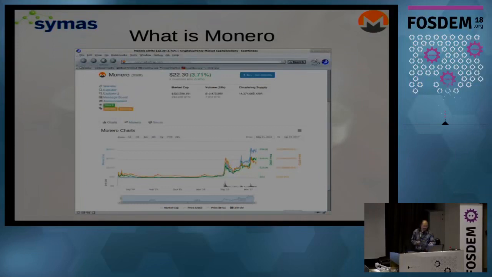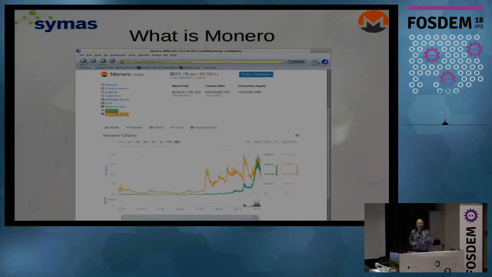Now, this is a slide from 7 months ago. At that time, the market value of Monero was on a sharp incline, and it was only worth $22 a coin. And then 2 days ago, it was worth $200 a coin. And even that was down from its all-time high, which was close to $500 just a month ago. So it's been an interesting project. It's on a very sharp upward slope.